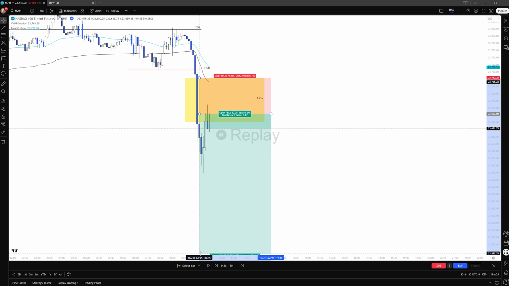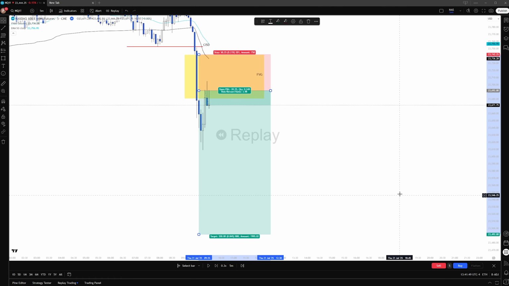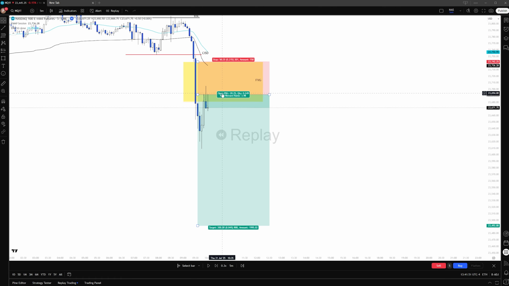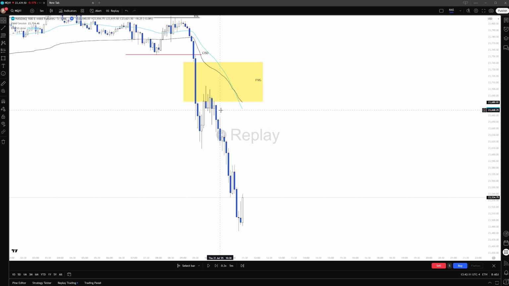So that's what I would usually do. So that is a 1-to-4 risk to reward ratio. So we get tapped into our short as so. And as you can see, price goes lower, it continues to go lower, and we get tapped out for plus 200 points.